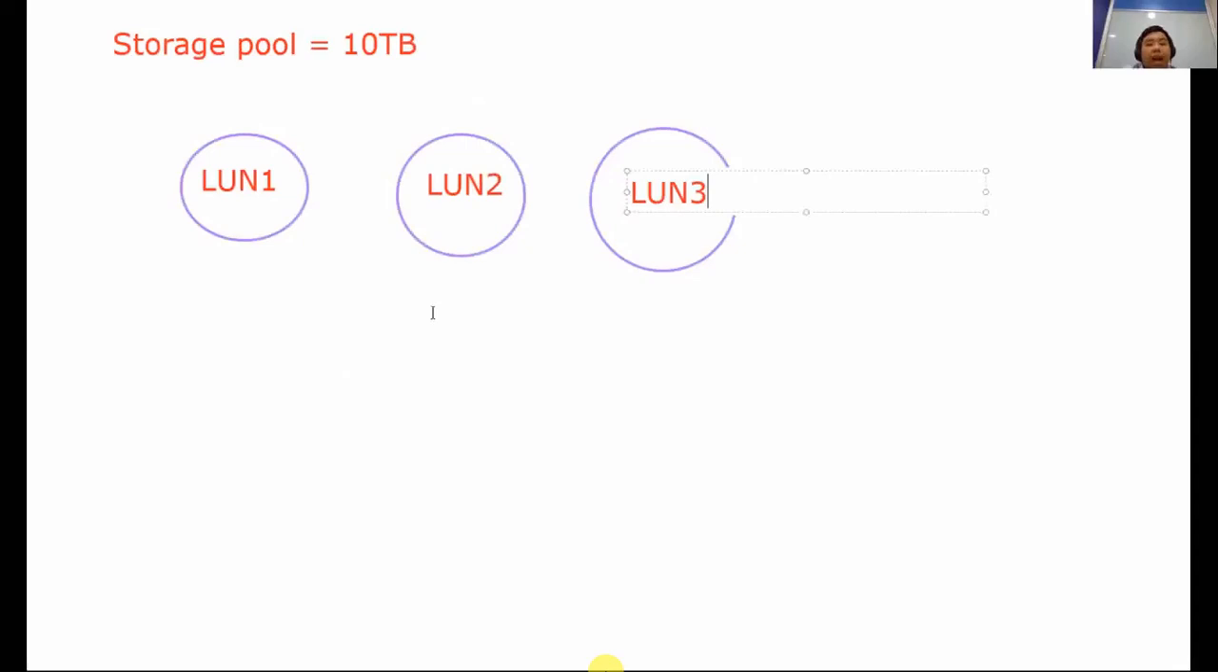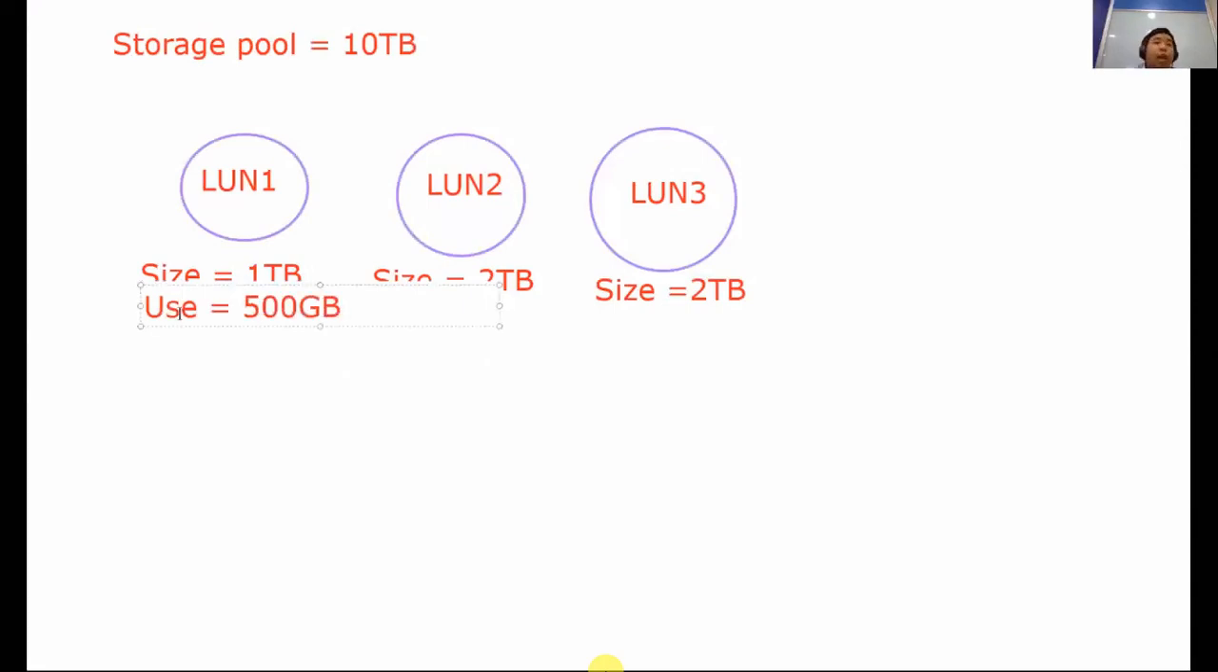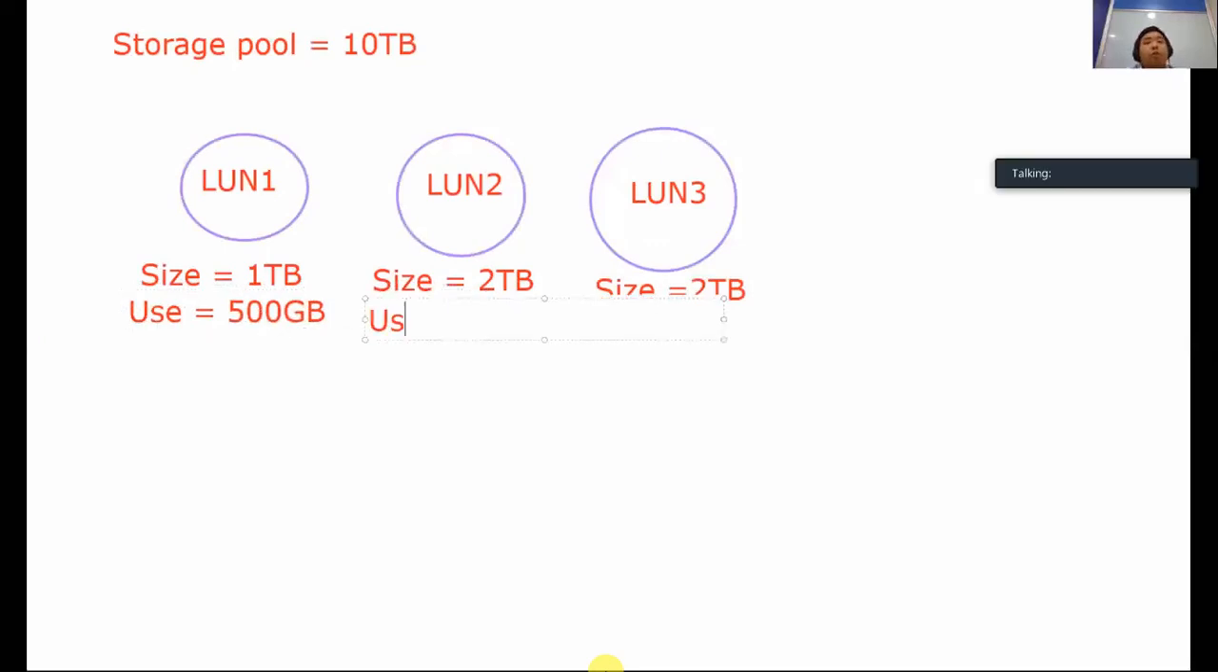The size of these 3 LUNs: let's say LUN number 1 is equal to 1 terabyte. Number 2, the size is equal to 2 terabytes. Then LUN number 3, the size is equal to 2 terabytes. This is the storage size. Then out of the 1 terabyte, I use maybe around 500 GB for the first LUN. For LUN 2, I only use maybe 100 GB.